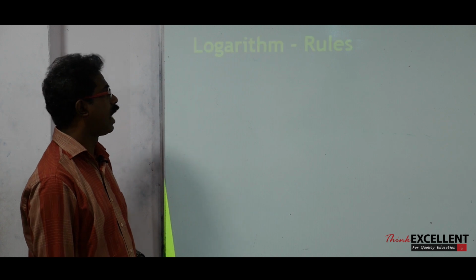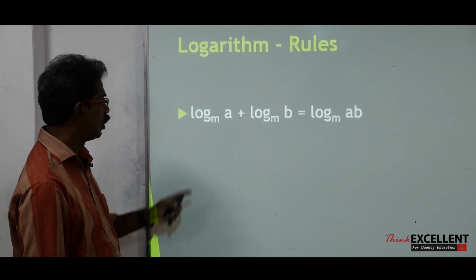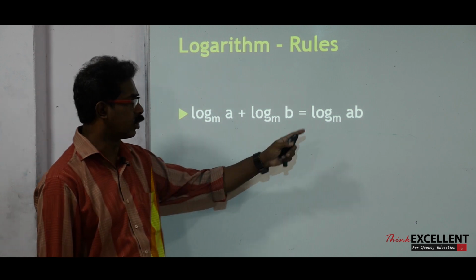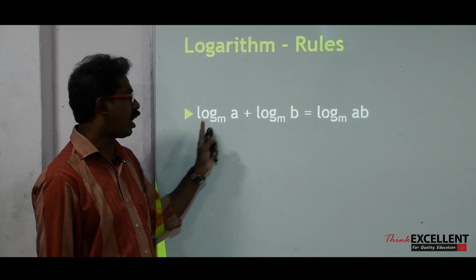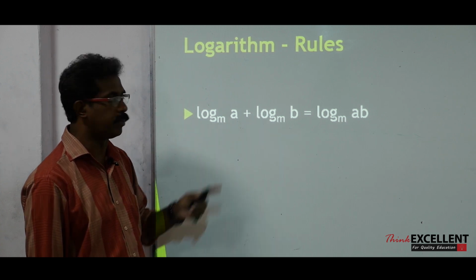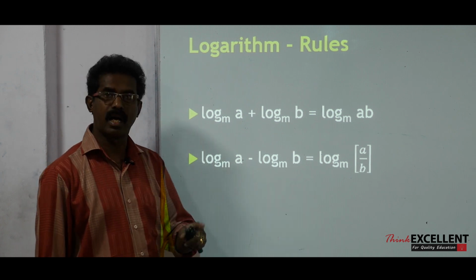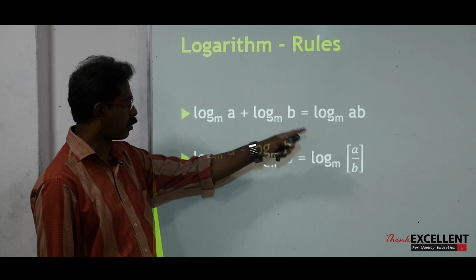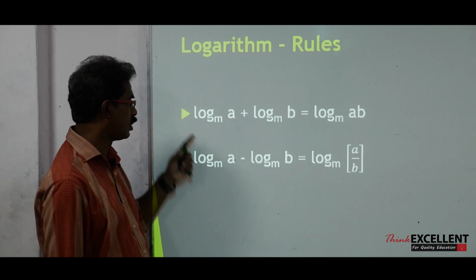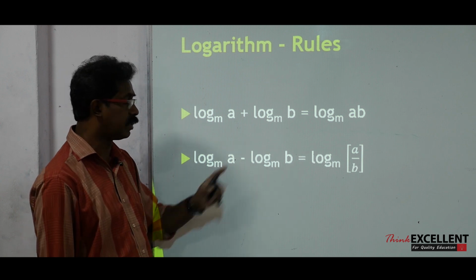And some of the rules in logarithm. Product rule: log a plus log b is equal to log of ab. Remember, the base must be the same. Log a minus log b is log of a by b, that is called quotient rule. When plus comes, it is product; minus is division. This is product rule, this is quotient rule. In both cases, the bases must be the same.